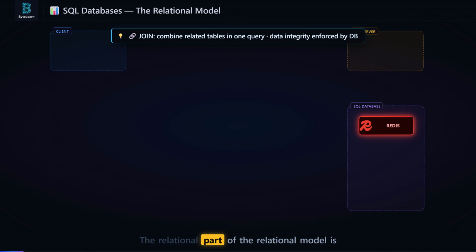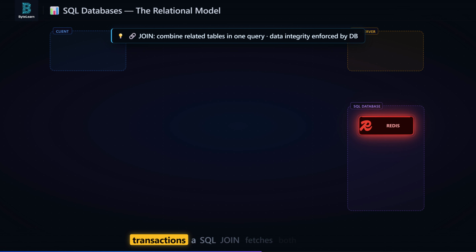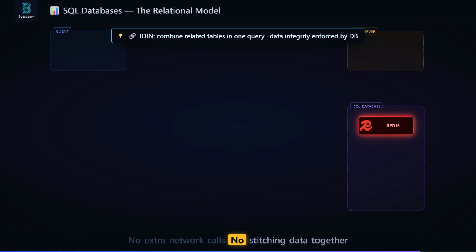The relational part of the relational model is what makes SQL powerful. Tables can reference each other. A transactions table references the accounts table. When you query PhonePe for your last 10 transactions, a SQL join fetches both tables and returns exactly what you need in one query. No extra network calls, no stitching data together in application code.